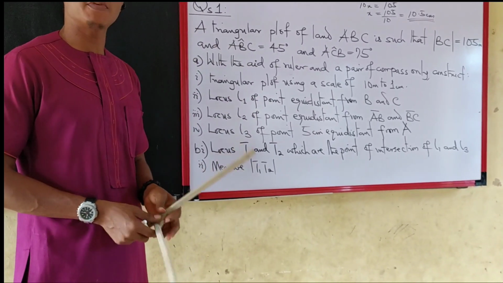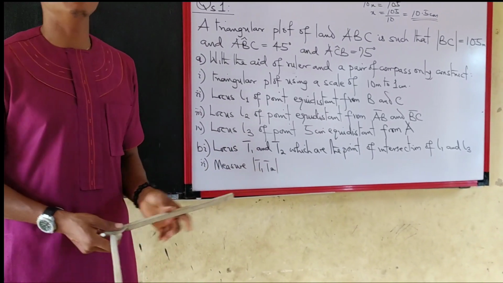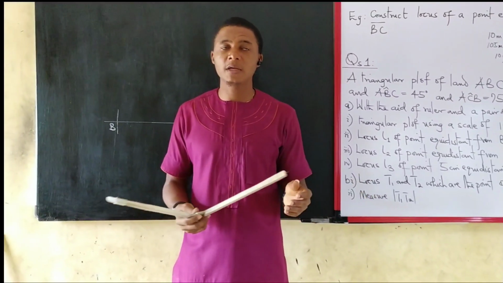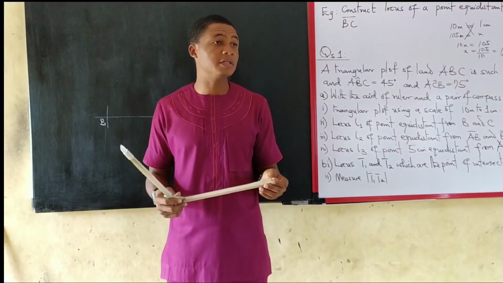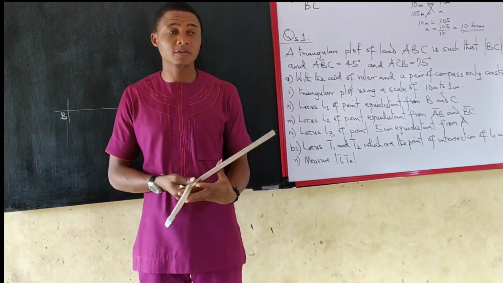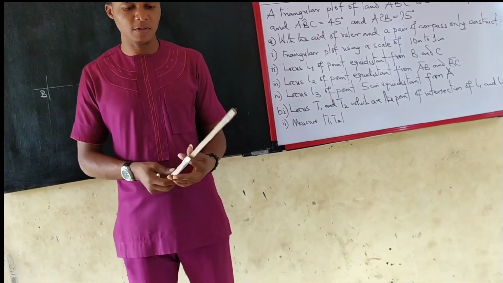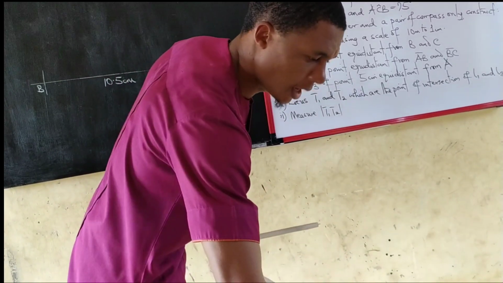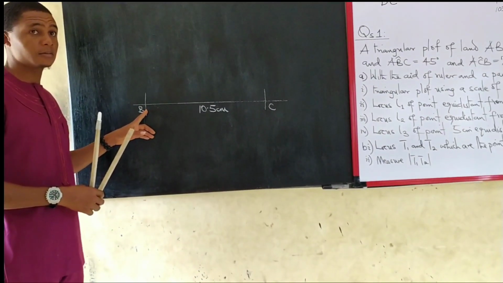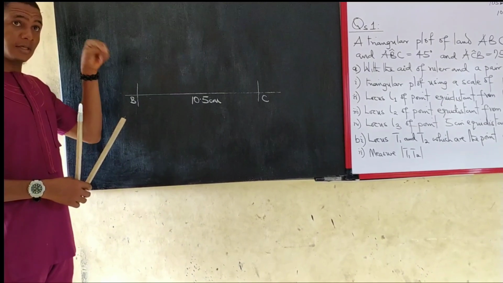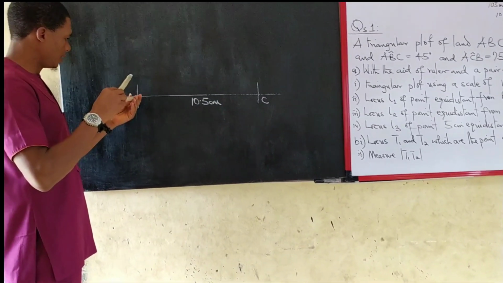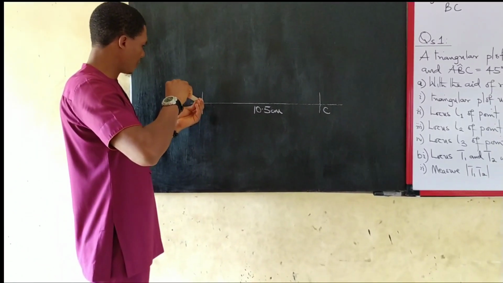It's 45 degrees. Now, how do I create 45 degrees? 45 degrees is created from 90 degrees, right? So I have to form 90 degrees. And I told you how to create an angle at the extreme. You create a semicircle first. So here, I'm going to draw a semicircle first.